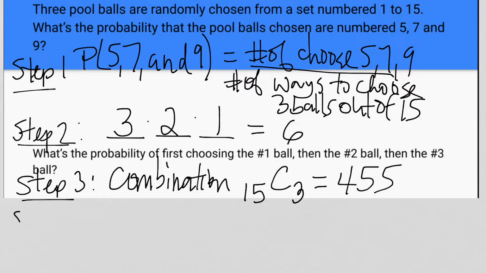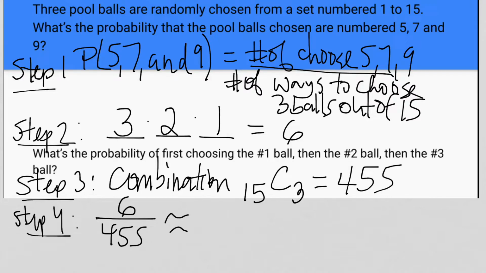Now the last step is to put those 2 answers together in our fraction for step 1. So I have 6 out of the 455 possible outcomes. In the calculator, as a decimal, it comes out to 0.013, which is about a 1.3% probability that you will choose the numbers 5, 7, and 9.